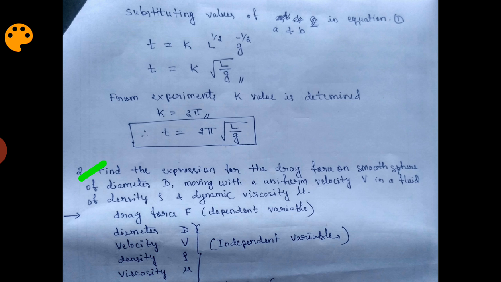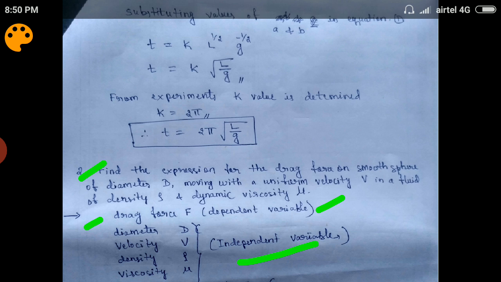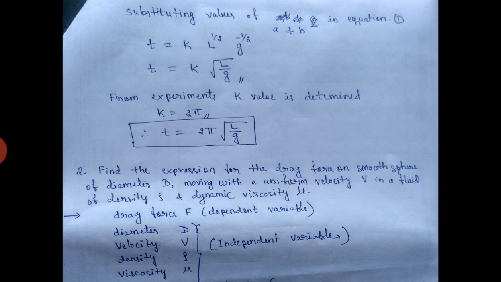Find the expression for drag force on a smooth sphere of diameter d moving with a uniform velocity v in a fluid of density rho and dynamic viscosity mu. If you read the problem, we can see that drag force is the dependent variable. The remaining four: diameter of the sphere, velocity of the fluid, density of the fluid, and viscosity of the fluid are the independent variables. This is very important. We need to identify the dependent and independent variables given in the problem.